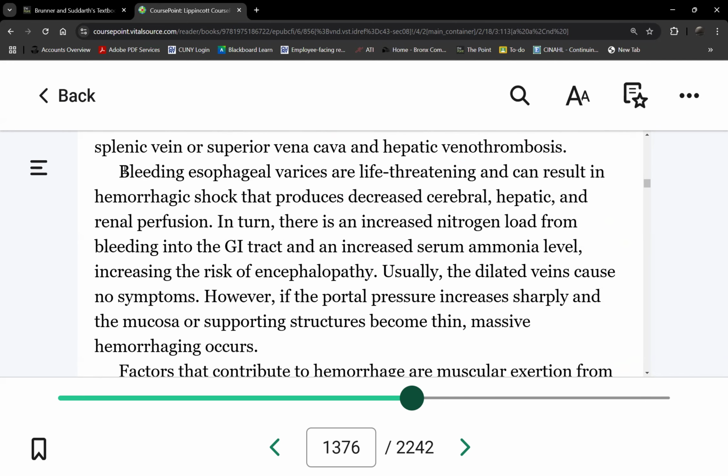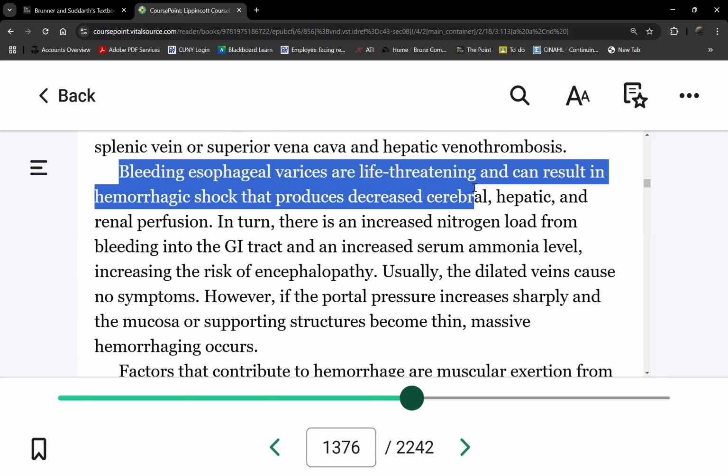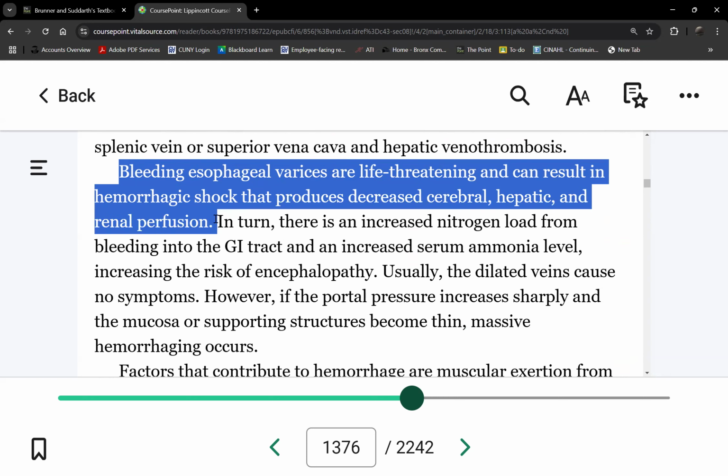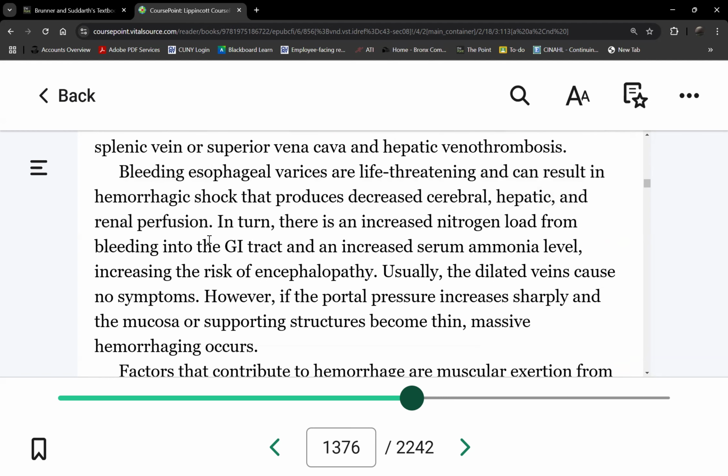So bleeding esophageal varices are the most life-threatening complication of liver cirrhosis. This can be the cause of death, premature death, actually. Meaning even if the patient's cirrhosis is not that advanced yet, because they have esophageal varices, this can prematurely kill the patient.